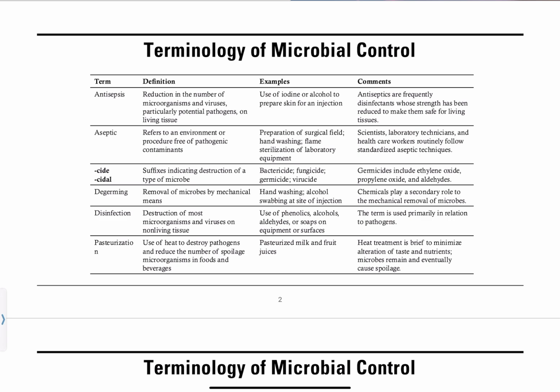This is referring to the removal of microbes through mechanical means, so things like hand washing or alcohol swabbing at an injection site. Before, when we were talking about alcohol swabbing and iodine application, we're really talking about the chemical. The chemical actually only plays a secondary role. It's actually the physical action that's the most important. So when we're talking about degerming, we're talking about the physical action of alcohol swabbing.